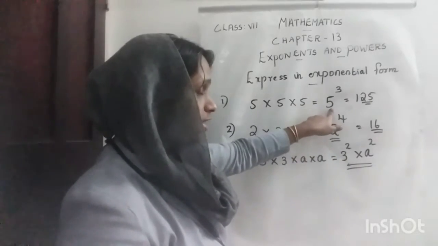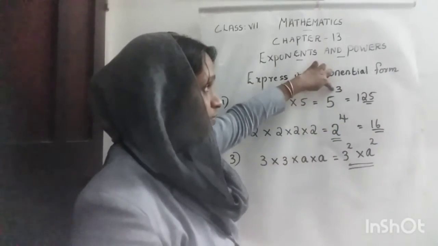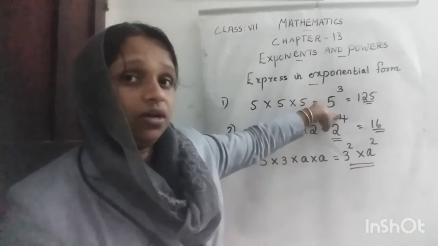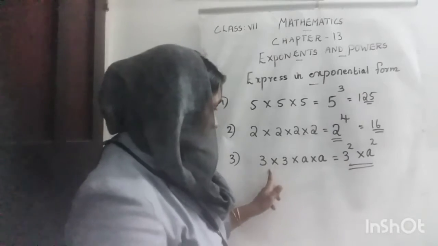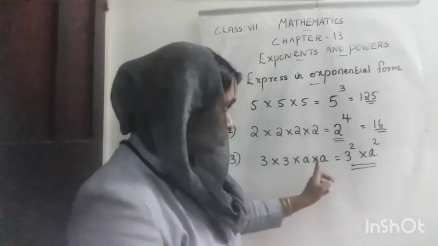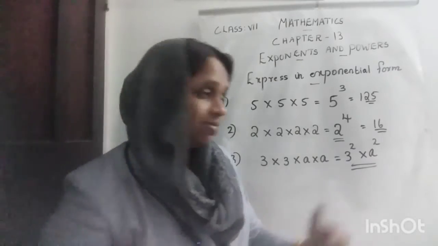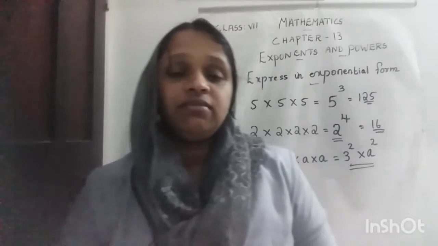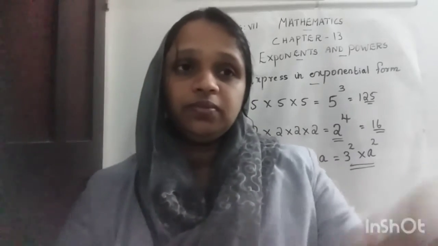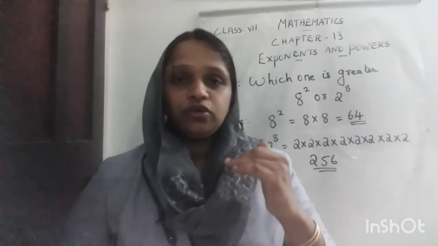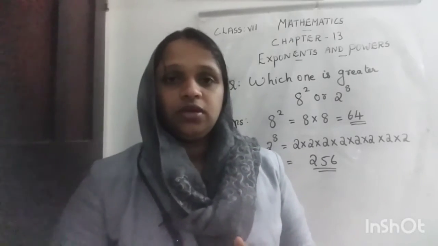5 we call it as base and 3 we call it as exponent. Here 2 is the base and 4 is the exponent. What about here? Here 3 is repeating 2 times, so 3 raised to 2. A is repeating 2 times, so A raised to 2. This way we are writing in exponential form. So we know how to write in exponential form, right?